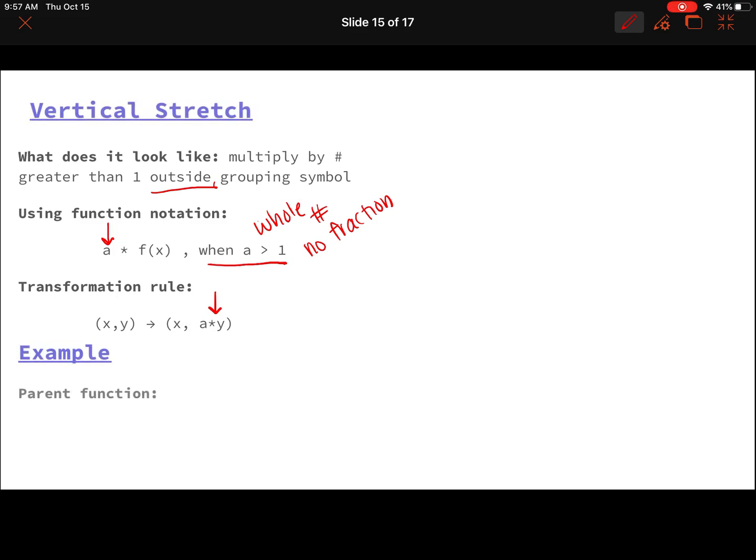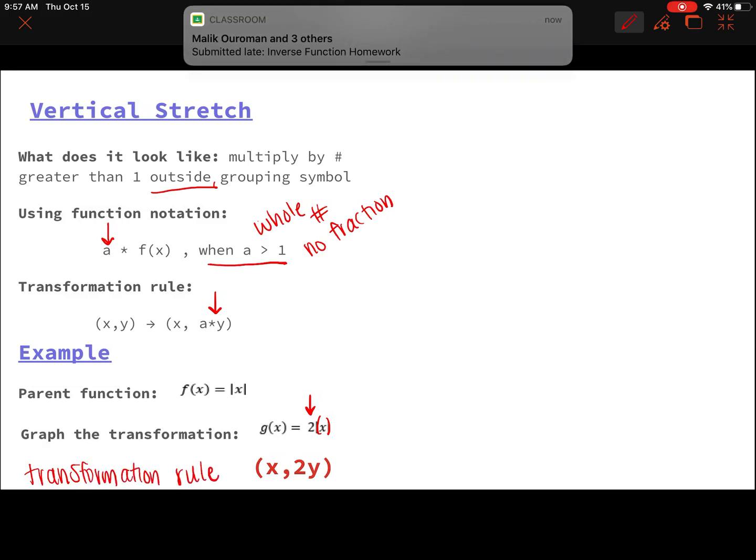So I have my example and my parent function. My original parent function is the absolute value, okay? Now we're going to get our graph transformation. Here we see it's outside, right? Because those are parentheses, that's my grouping symbol. So every y value, we're going to multiply by 2, because this is my new transformation rule.